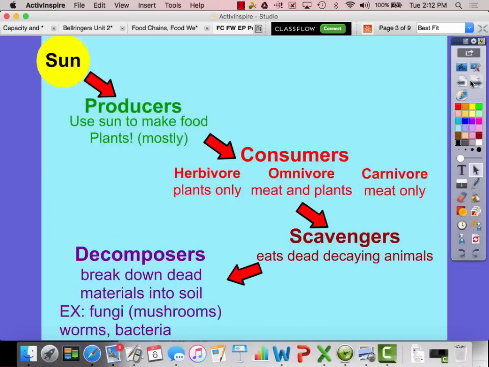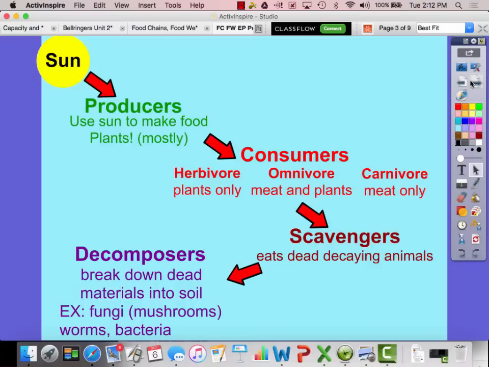So here's an example of all the components that we have inside of a food chain. Remember, our food chain always starts out with the sun, and then that sun gives its energy to producers. Now, producers use that energy to make their own food. That's why they're called a producer and not a consumer. Producers don't have to eat anything because they make their own food. Producers, remember, are mostly plants, except for the plankton that we've talked about before.